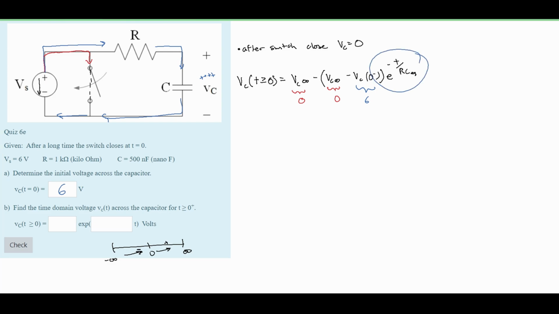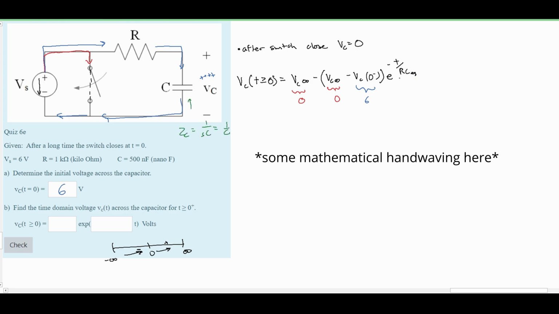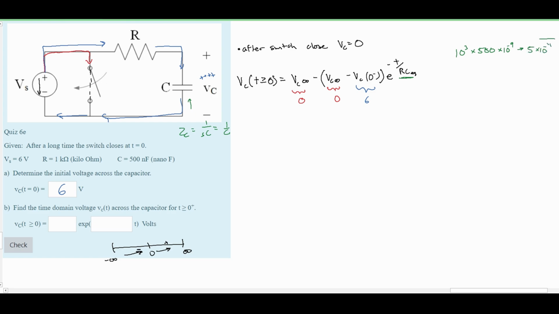Now we're going to have to deal with this RC equivalent. To find our RC equivalent for this particular circuit, we are just going to have the resistance, so 10 cubed, which is the kilo, times our 500 nanofarads, which is 10 to the negative 9th. And in doing this, we are going to get 5 times 10 to the negative 4th. So this is going to go into our RC equivalent.